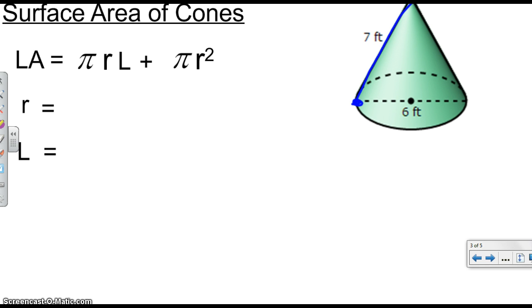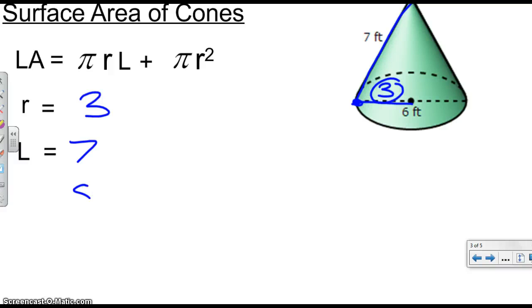So the L in this case is 7, right? And R has never changed. It's always been radius. So in this case, we know the whole line's 6. Radius is half the diameter. So what's half of 6? 3. Excellent job. So now our radius is 3. And now we just plug everything into that lovely formula up there.